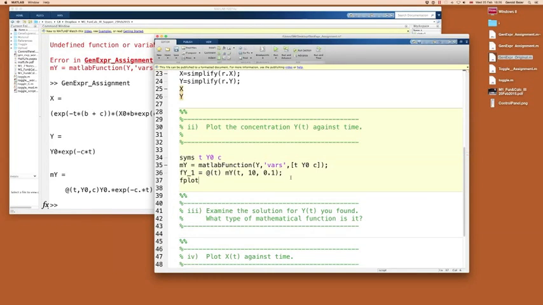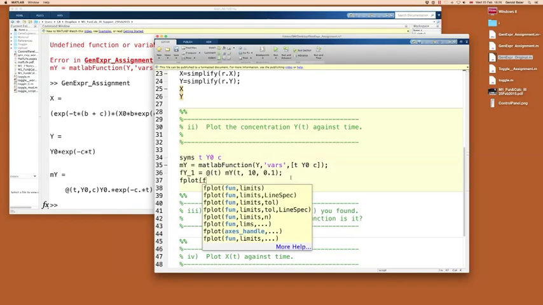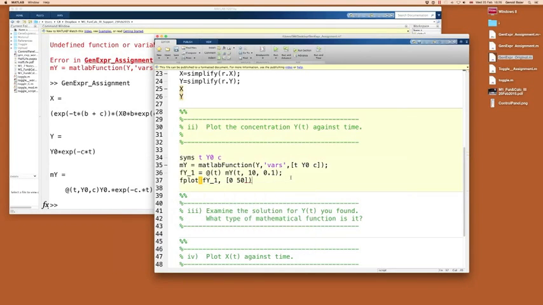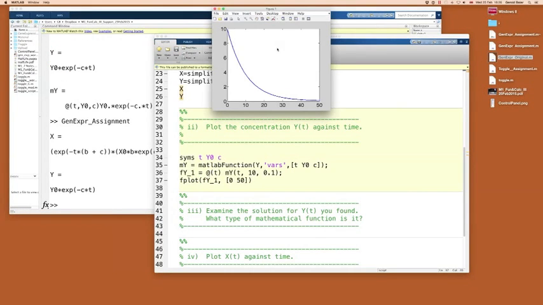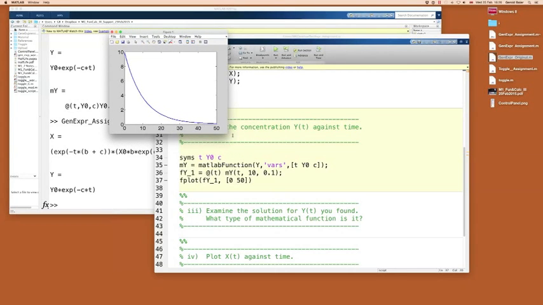So fplot, it was called fy1, sub 1, that's our function. We need to define some limits, say 0 to 50, for example, and closing. Then close the brackets. So that should work, and we should now plot our function. And we immediately get a plot of this function.